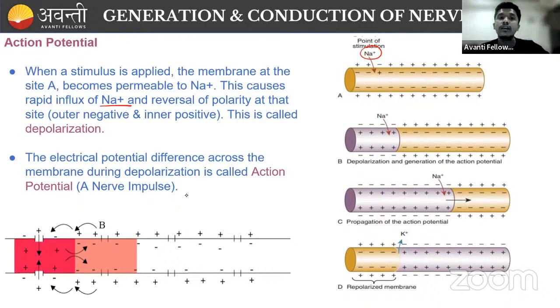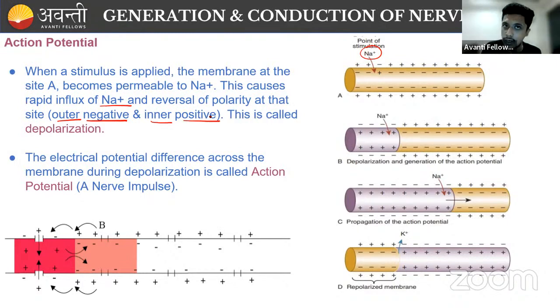This reversal in the polarity is called depolarization. Is it clear? Polarized, depolarized. Now it starts moving: the outside will become more negative and the inner side more positive. It's becoming reverse. Is it clear? So that is what action potential does. What is action potential doing?